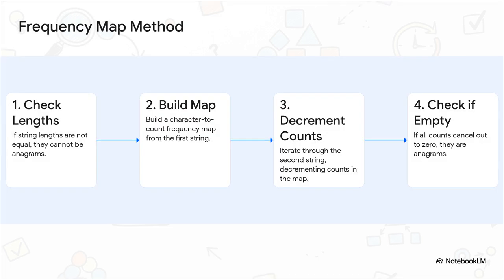The strategy here is all about counting. First things first, a quick check. If the strings have different lengths, there's no way they can be anagrams, so you're done right there. But if they're the same, you build a frequency map for the first string. Just think of it like dumping out a bag of Scrabble tiles and counting how many of each letter you have. Then you go through the second string, and for each letter, you remove one of those tiles from your pile. If you get to the end and your pile of tiles is completely empty, well, you found yourself an anagram.